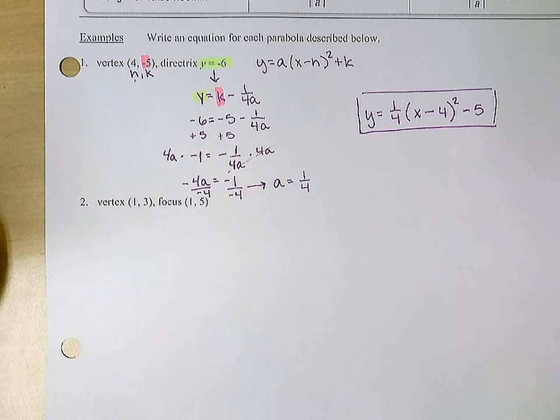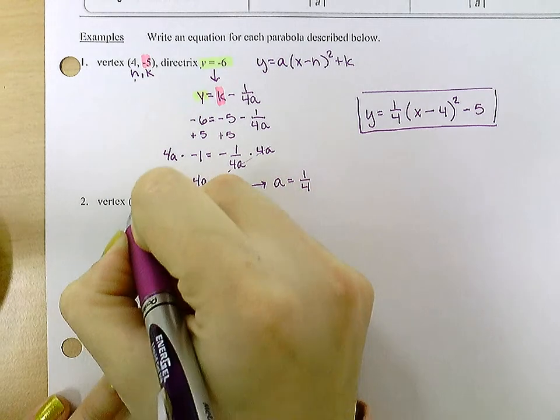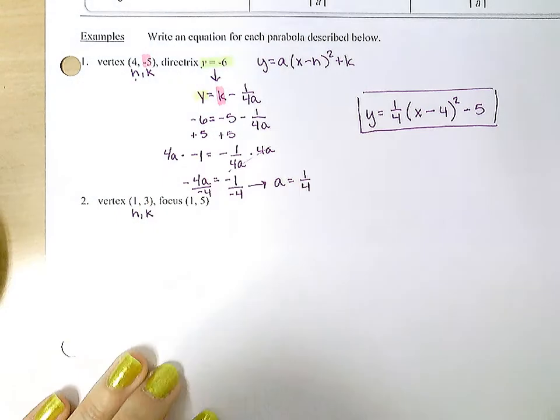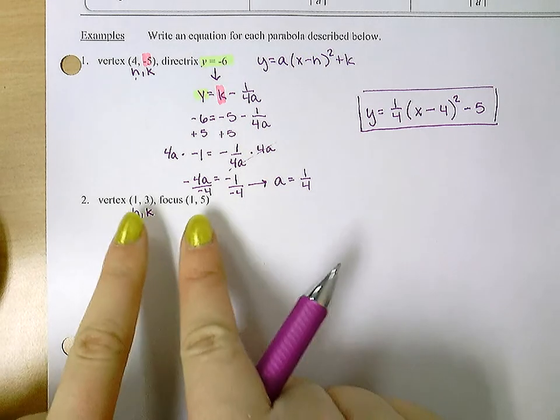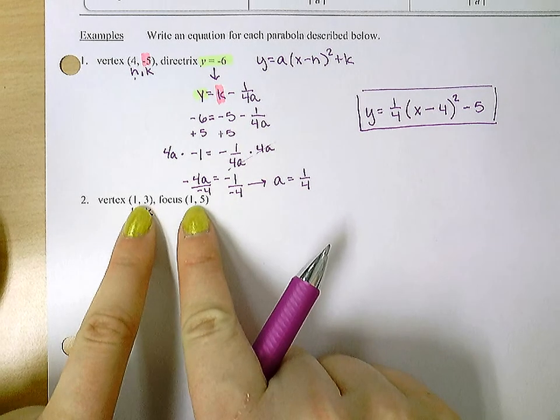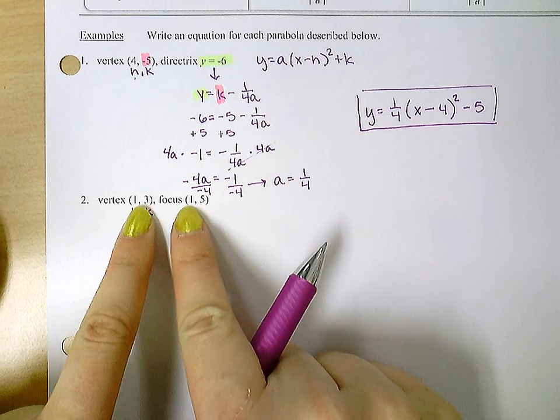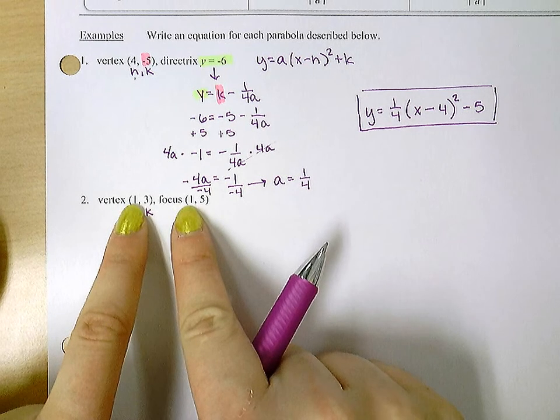So number 2, we are given the vertex and the focus. Vertex again is always at (h, k). All right, your vertex point is always h, comma, k. So I have an h value and I have a k value. Now again, I still need to find a, but looking at my focus, what is similar between these two points? They both have a 1, right?